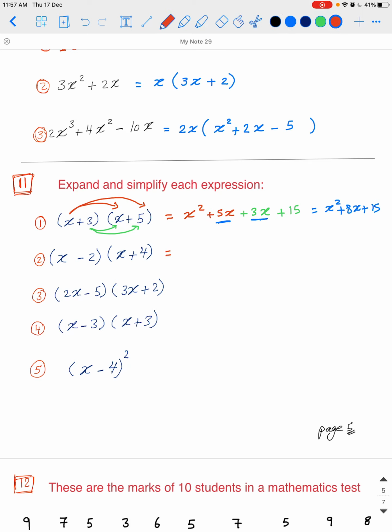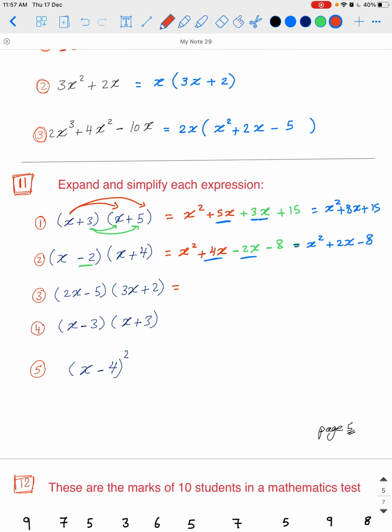Second one, also same idea. X multiply x, x squared. X multiply 4, 4x. This one is negative. Negative 2 multiply x, it's a negative 2x. Negative 2 multiply 4, it's a negative 8. So here x squared, this one and this one, 4x minus 2x, that's 2x, then minus 8.